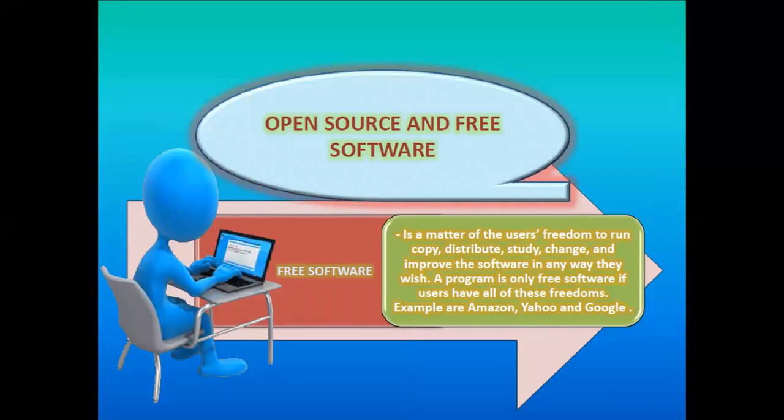So we also give an introduction or an idea for open software and free software. Now, this topic is a very huge topic, so we are just going to provide you an introduction so that you have a basic idea of the two. Now, free software is a matter of the user's freedom to run, copy, distribute, study, change, and improve the software in any way they wish. A program is only free software if users have all these freedoms. Examples are Amazon, Yahoo, and Google.